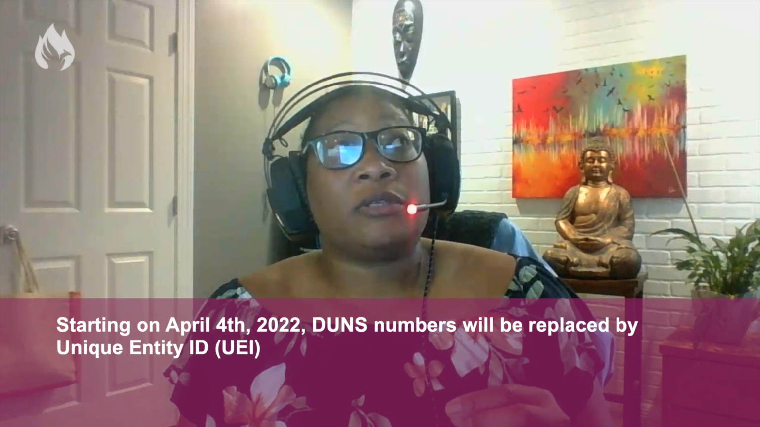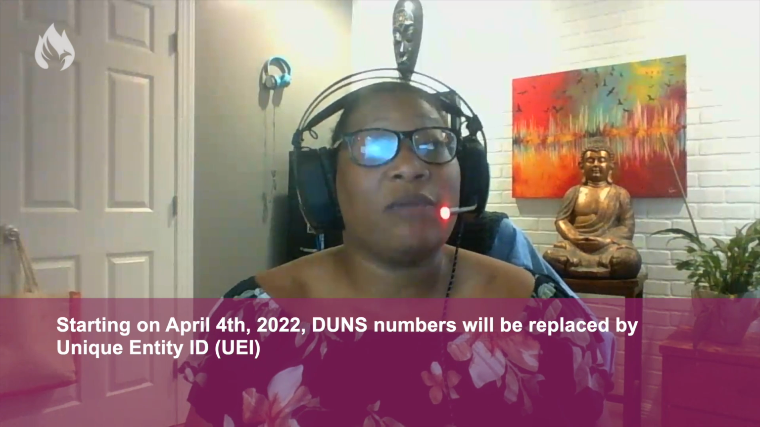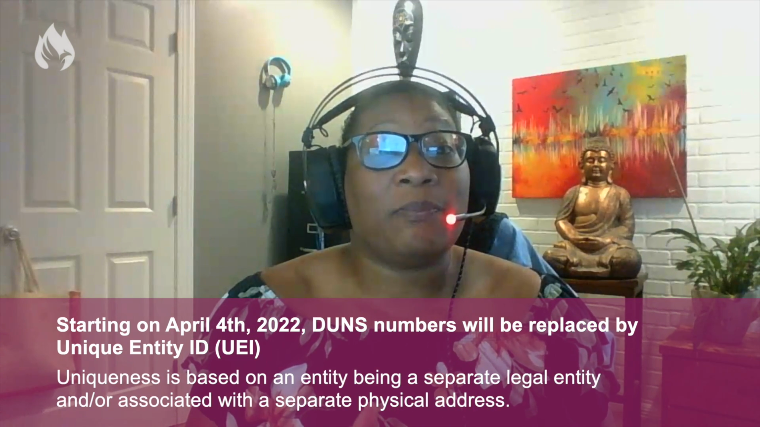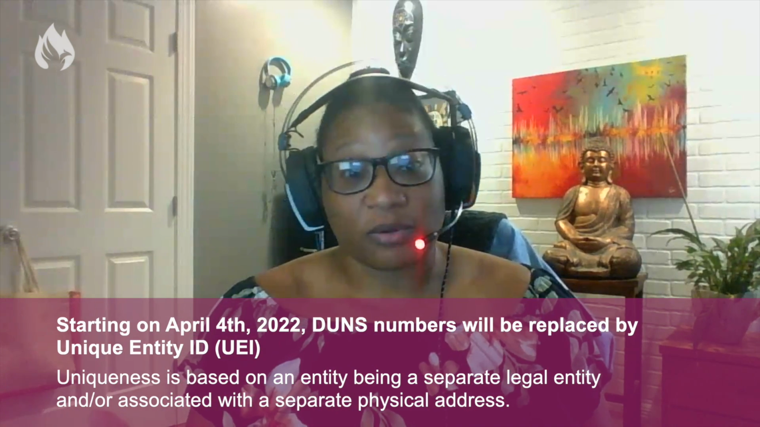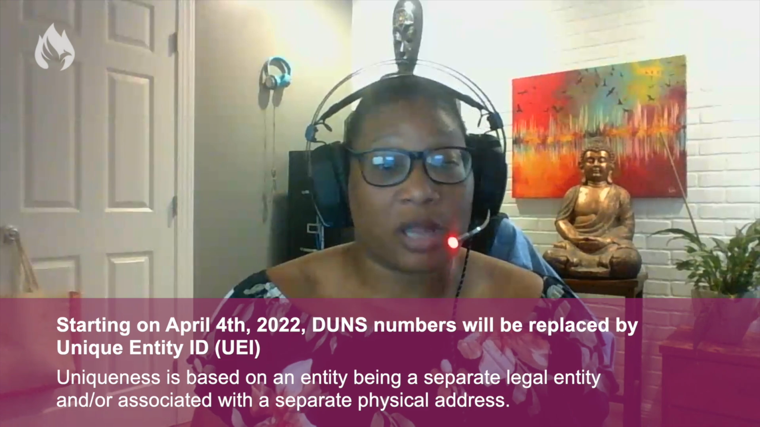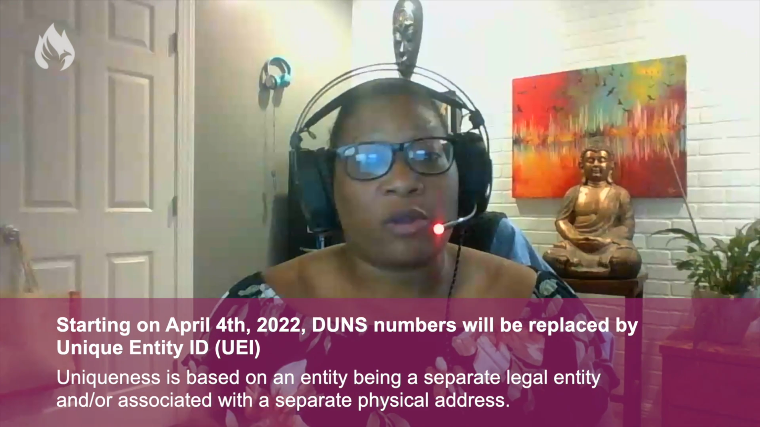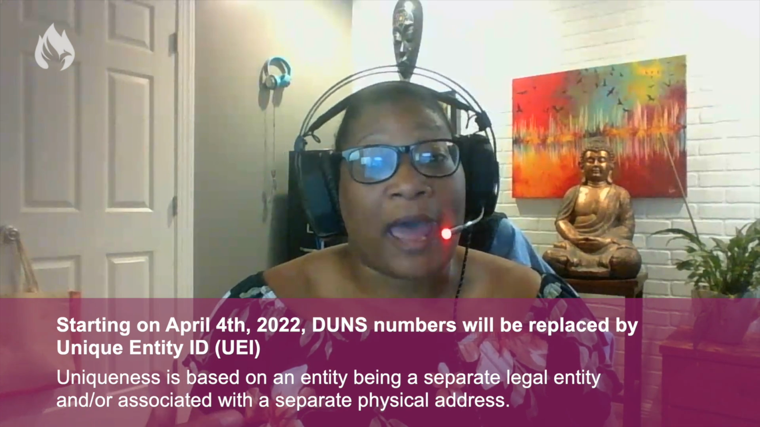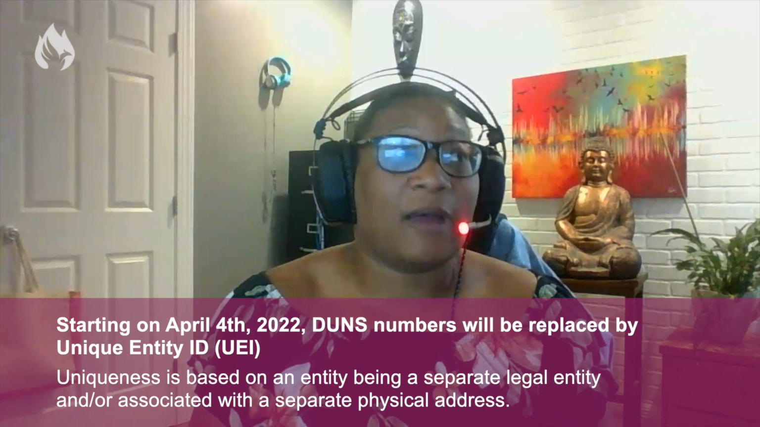And what this UEI is and what DUNS is supposed to do is it's a uniqueness identifier. And that uniqueness is defined as an entity being a separate entity and/or associated with a separate physical address. So if you are a large conglomerate with subsidiaries all over the world, each subsidiary would have a different UEI and would have a different address, ostensibly.